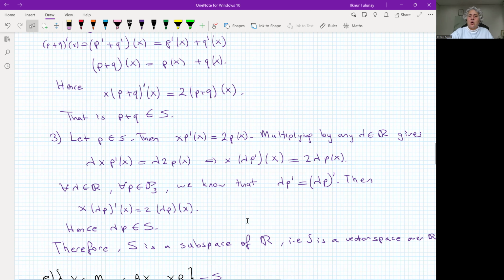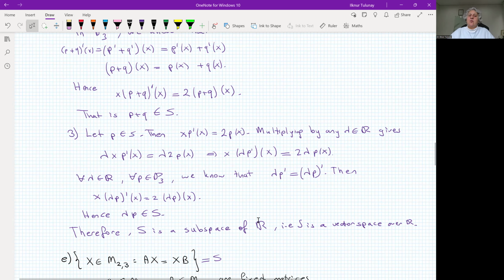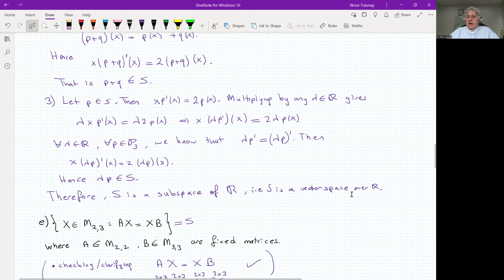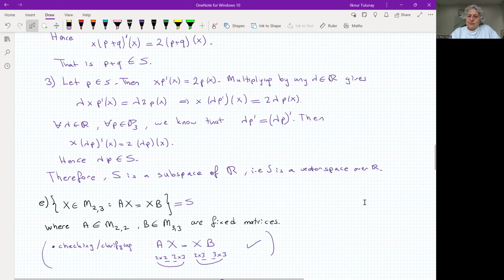Okay, then we have proved all these three axioms. Then we would be able to say that S is a subspace, and it is a vector space because every subspace is a vector space. I hope this is clear for you. Let's do the last example. That is the most interesting one among these exercises.